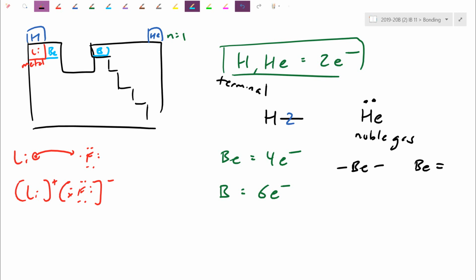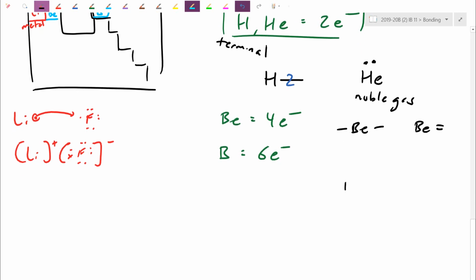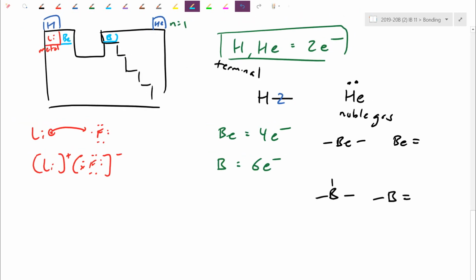Boron, similarly, is stable with 6, so that could be boron with 3 single bonds. That could be boron with a double bond and a single bond like that. We will run into a compound where boron actually ends up having 8 electrons. That actually would be a less stable form of it. I'll show you later on how you can test why it's less stable, but the most stable is actually boron with 6. So this is experimentally what you're going to draw.